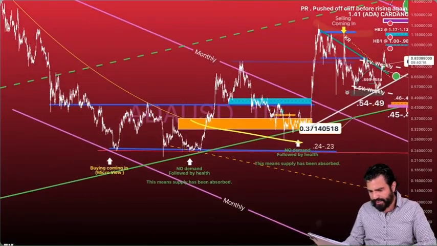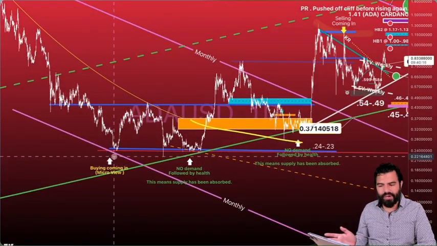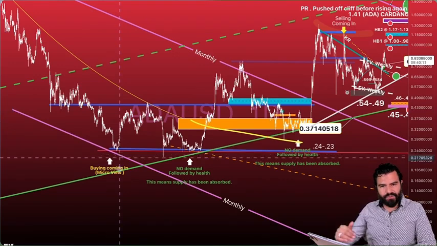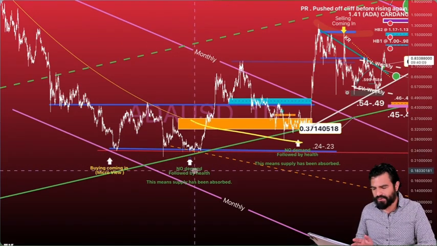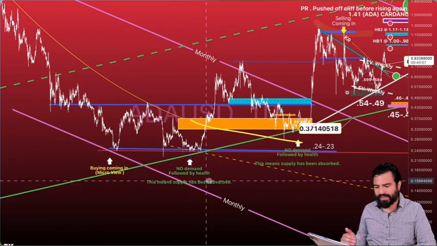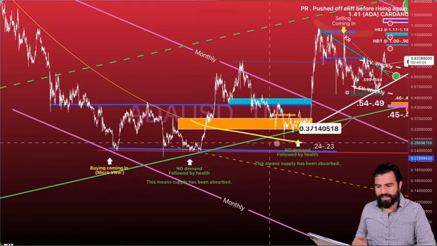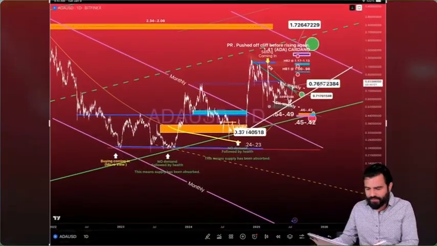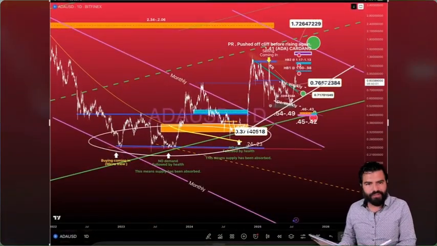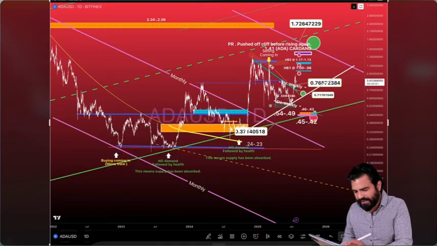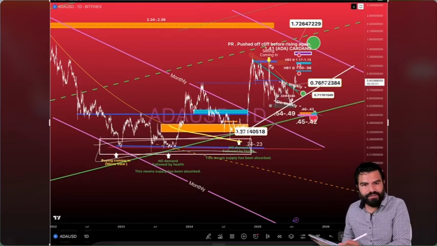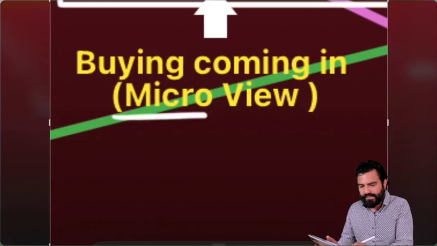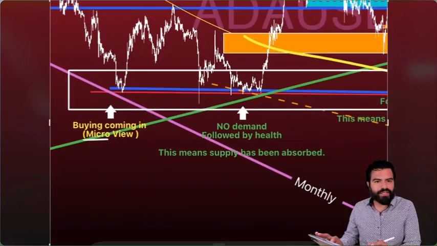Oh wait, and it looks like in the volume we had a proper absorption of supply, by the way. That means the money came in on the down move, and then it says no demand followed by health. This means that supply has been absorbed. You guys see that? And then here, supply has been absorbed. This is a great example. I want to spend 2 minutes just showing you guys this. Remember I was telling you earlier about the VZB from our lessons, the volume zone block, and the micro volume analysis.